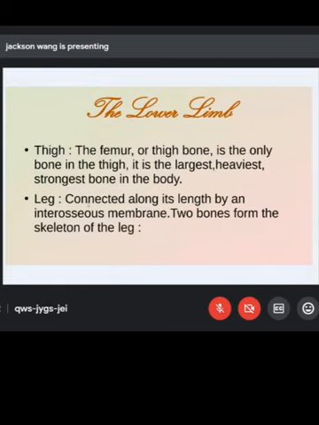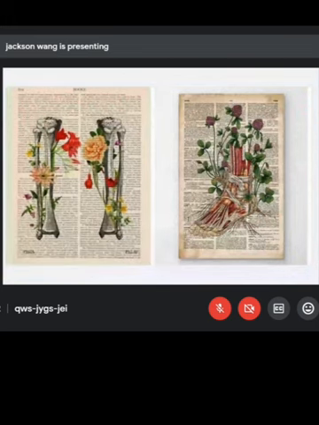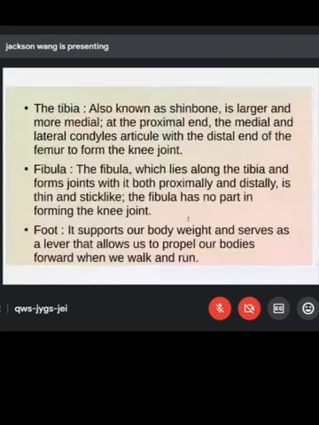Leg, connected along its length by interosseous membrane. So we have two bones that form the skeleton of the leg. We have the tibia and the fibula. The tibia, also known as shin bone, is larger and more medial at the proximal end. The medial and lateral condyles articulate with the distal end of the femur to form the knee joint.